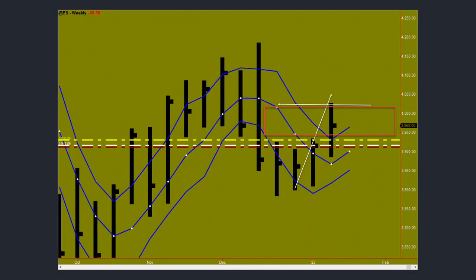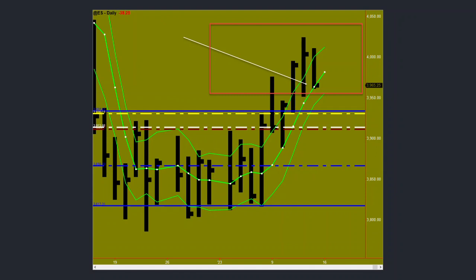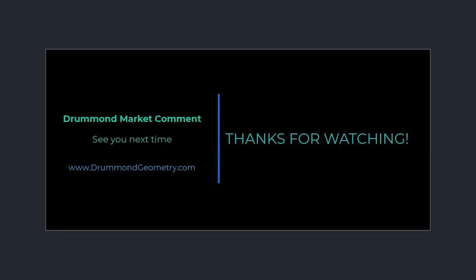We may see this weekly come down next week. We're going to see the weekly closing in somewhere in this area and then probably coming down to test this, and then we're going to see if we get another push or if this area is going to start to break down. So that's it for now.